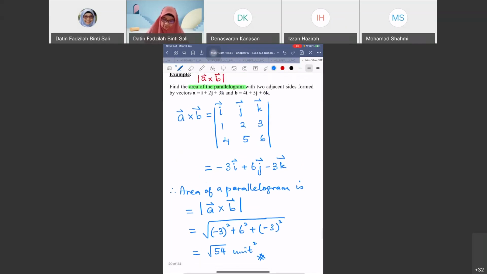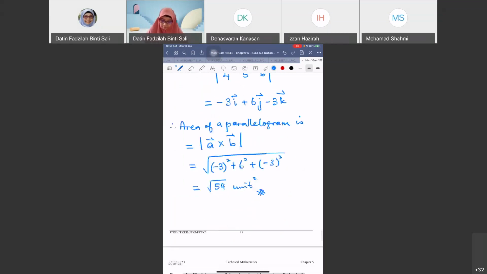All right, so that means the area of a parallelogram is just the magnitude of the cross product. That's what you need to remember. So if the question asks you for the area of a triangle, it will be half of the area of a parallelogram. That means it will be half of the magnitude of the cross product.